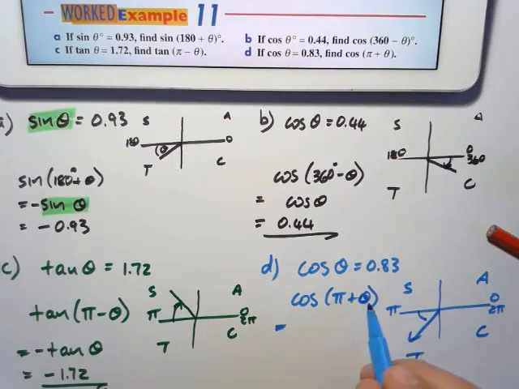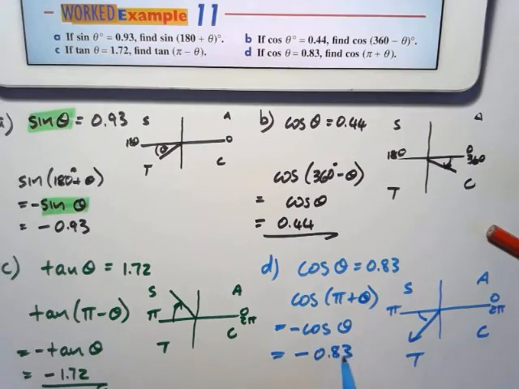The cos of pi plus theta will be exactly the same as the cos of theta. All I have to do is check the sign. In my third quadrant, cos is negative, so it's minus the cos of theta. Cos of theta, they said, is 0.83, so it's negative 0.83.